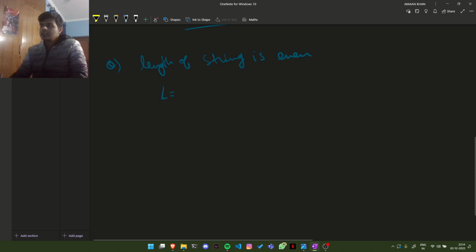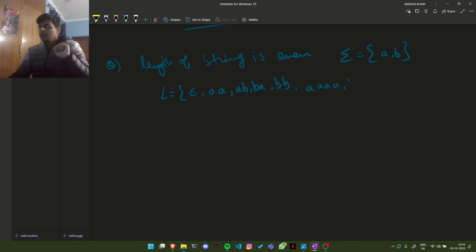So let's first design the language for it. Epsilon is going to be there, of course, and sigma is given as {a, b}. A is not going to be there. AB, BA, BB: length 2 strings are going to be there. Length 0 string is there. Length 3 strings are not going to be there. Then length 4 strings are going to be there, so abbb, bbbb, and so on.